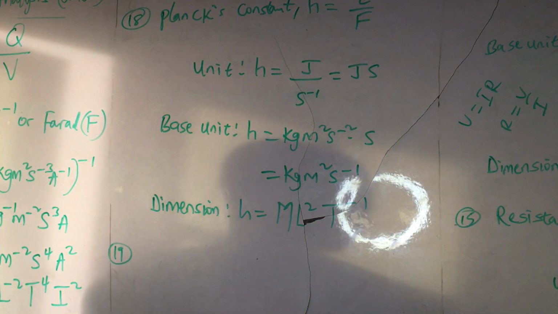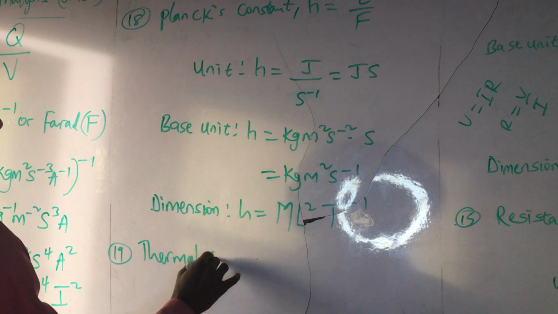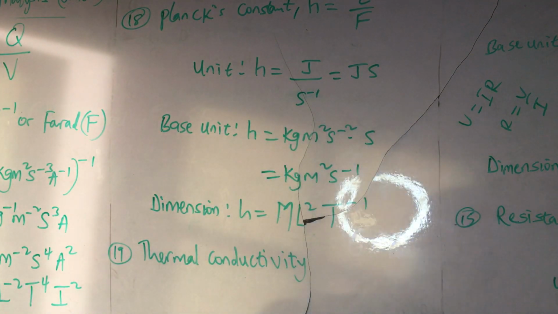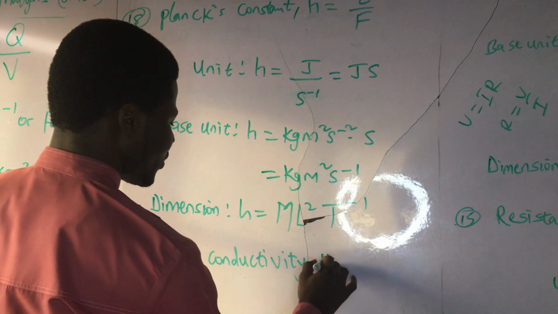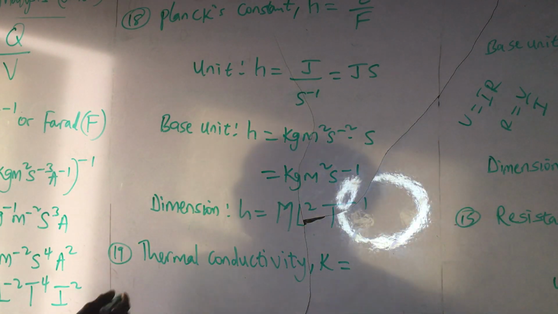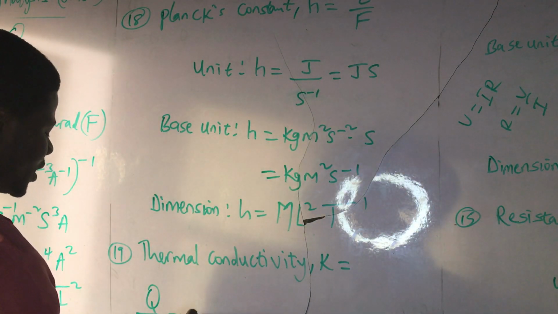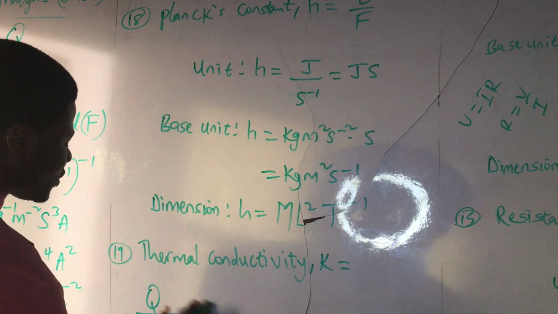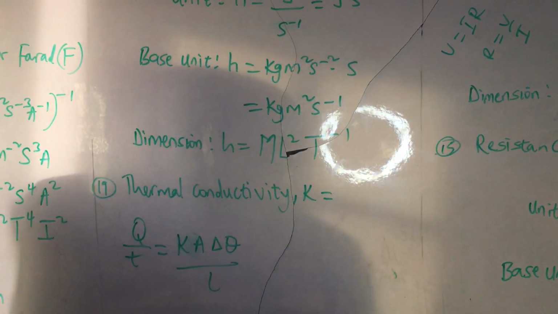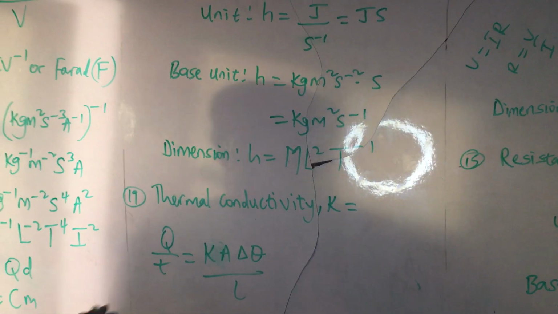Let's look at another one. Let's look at thermal conductivity. We use K to represent it. And we can get that from Fourier's law. Now, what does it say? Fourier's law is saying that the rate of heat transfer is proportional to the surface area and temperature difference per unit length, the one we call temperature gradient. So if you remember the proportionality sign, your constant is the K. So you can get it from this formula.